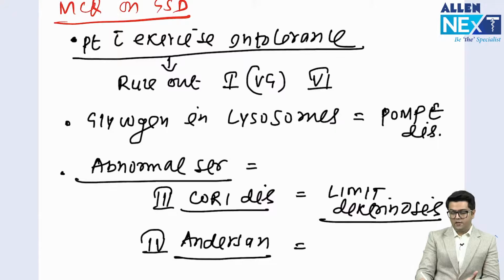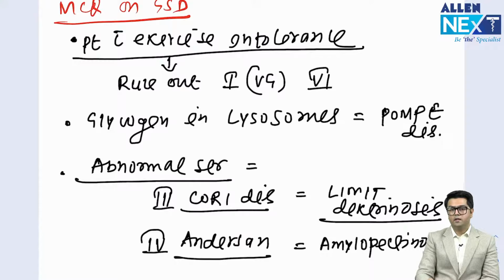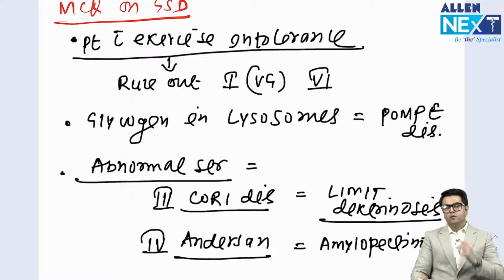In Cori's disease there is a deficient debranching enzyme, clear? So what is the kind of glycogen that you will find here? Amylopectin-like, okay? So that is also called amylopectinosis, clear to all? Fine.